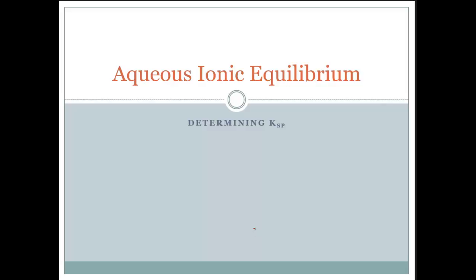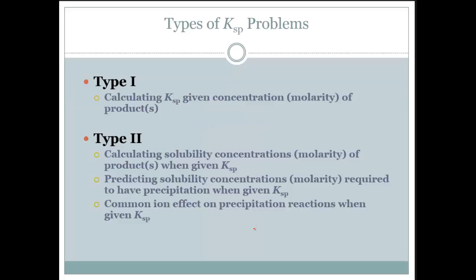In this tutorial, we will be discussing how to determine the Ksp. There are two different types of Ksp problems that are possible. One is calculating the Ksp itself, given the concentrations and the molarity of the products. That's the one we're going to be focusing on in this tutorial.